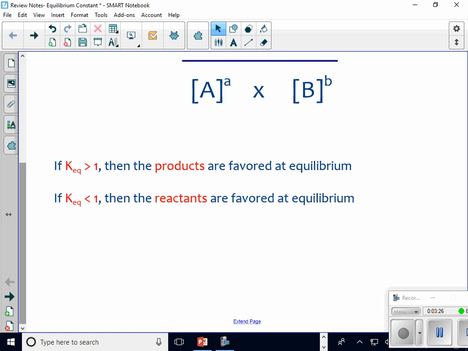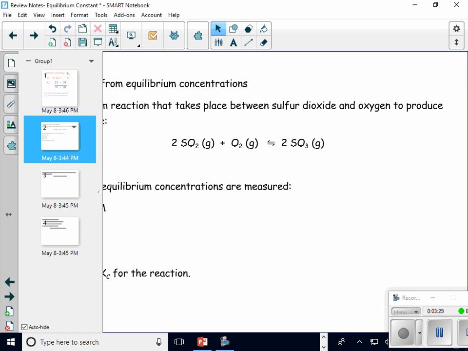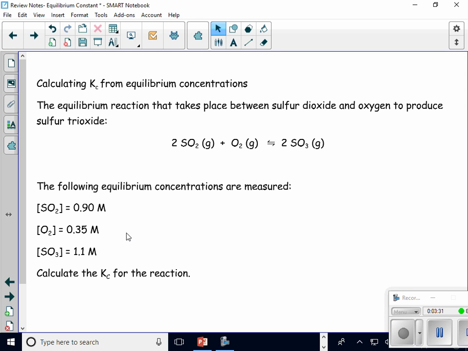So when we go back to our first problem here, it says the equilibrium reaction that takes place between sulfur dioxide and oxygen to produce sulfur trioxide is given below. The following equilibrium constants were measured. So I have the concentrations of each one of those at equilibrium. It tells me to calculate the equilibrium constant for this reaction.